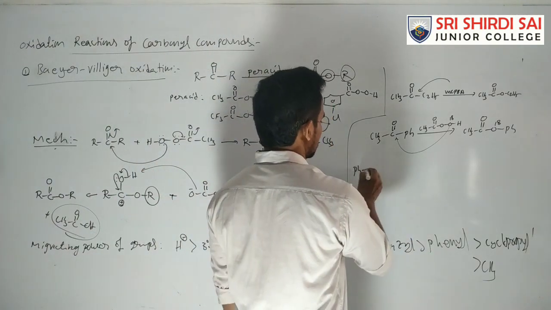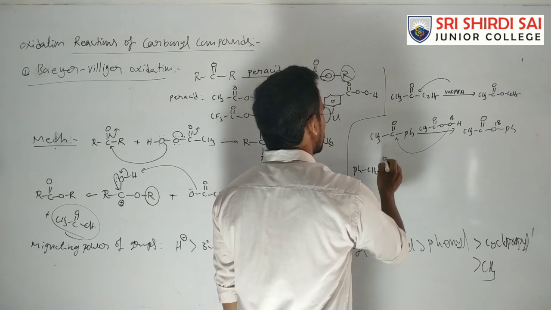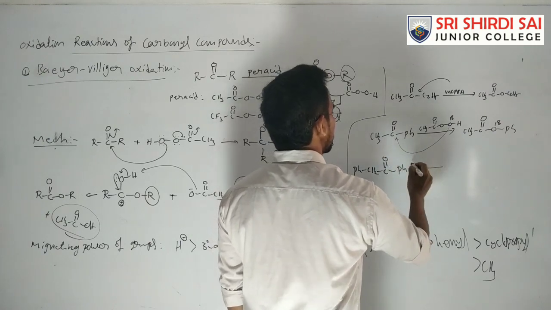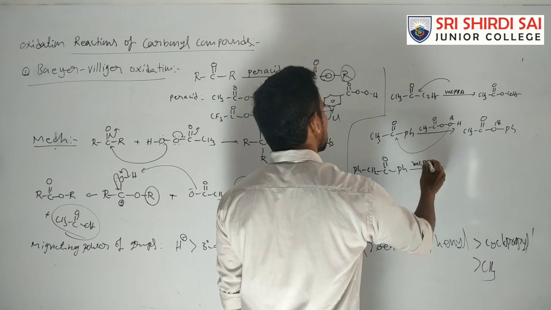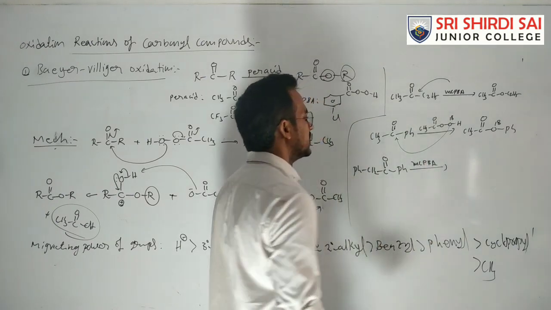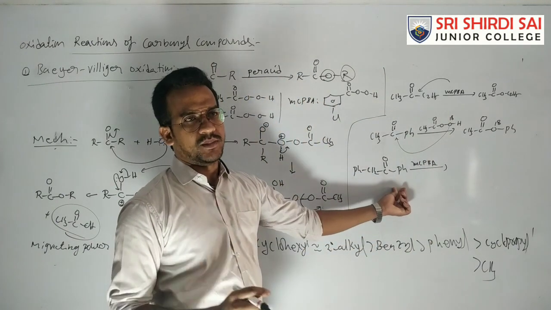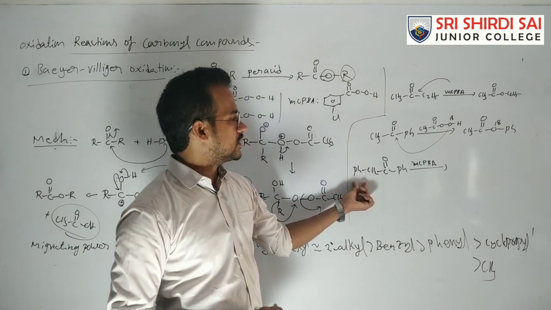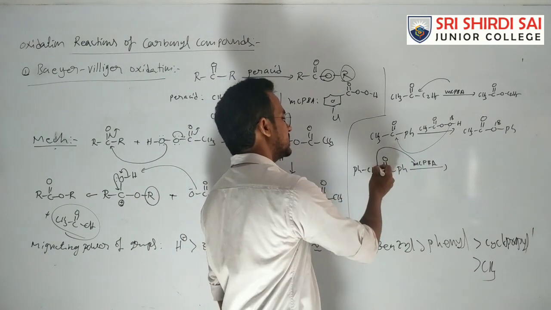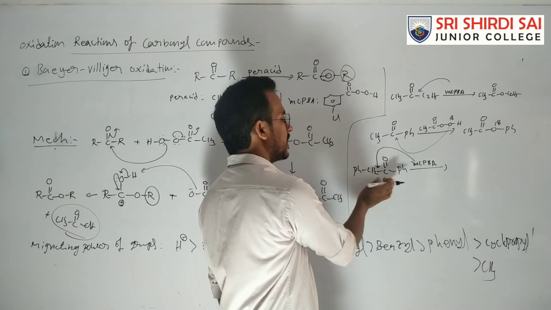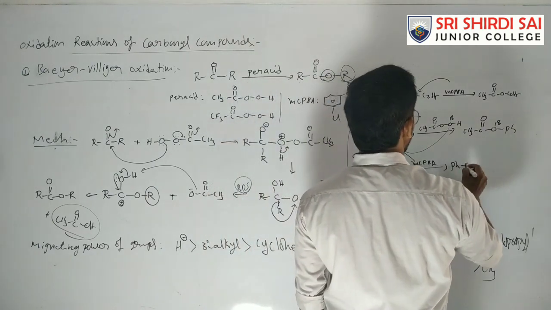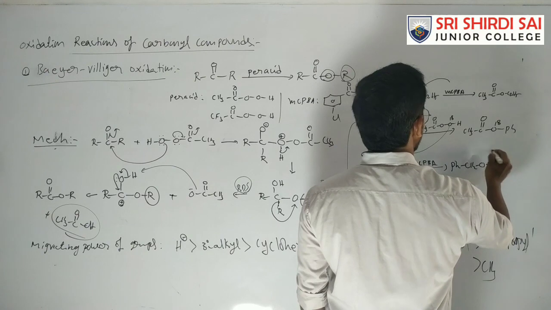For suppose here this is a benzyl group and CO, and this is the phenyl, which is a better migrating group? For suppose I am taking peracid MCPBA, here the benzyl and phenyl, which is the better migrating group? Here benzyl is the better migrating group, so that's why insertion of the oxygen takes place between this benzyl and carbonyl groups. So here we are getting the product like this here, COPh.